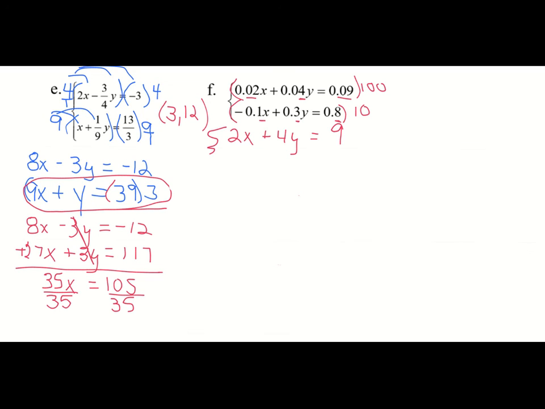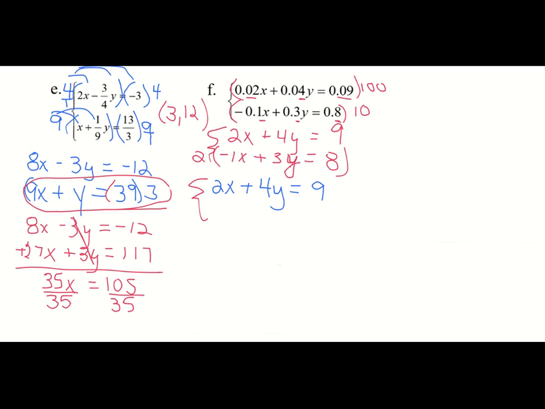So now we're going to have negative 1x plus 3y equals 8. Okay, and we need to eliminate one of our variables. So I think, let's do this bottom one. We already have a positive and a negative. Let's multiply it by 2. So that is going to give me, and I'm going to rewrite the whole thing, 2x plus 4y equals 9.